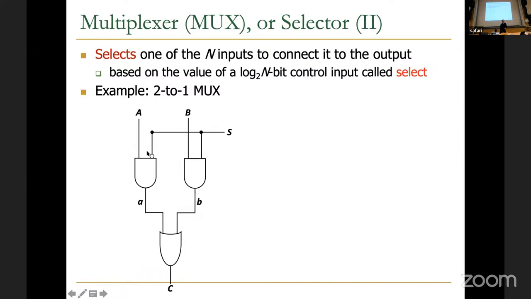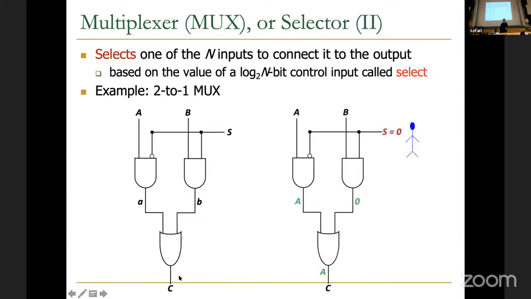If select is 0, this small a passes A. If select is 0, this B becomes 0, right? And then large A ANDed with 0 is 0, so C is A if select is 0. If select is 1, B is passed and C is equal to B, basically. I already did one example of this. If select is zero, A gets passed, basically.